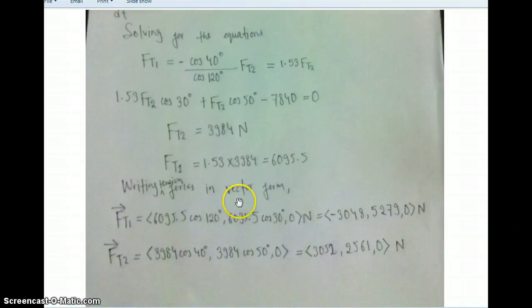Writing tension forces in vector form, we get Ft1 equals (6095.5 cos 120 degree, 6095.5 cos 30 degree, 0), which is (minus 3048, 5279, 0) Newton. And similarly, tension in the second wire equals (3984 cos 40 degree, 3984 cos 50 degree, 0), which is (3052, 2561, 0) Newton.